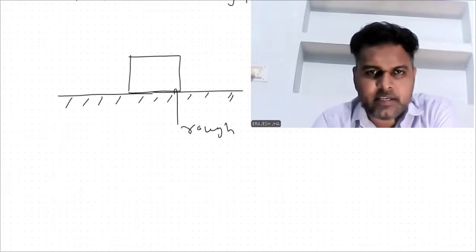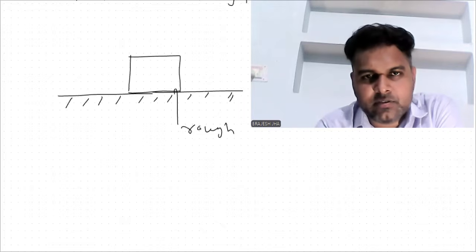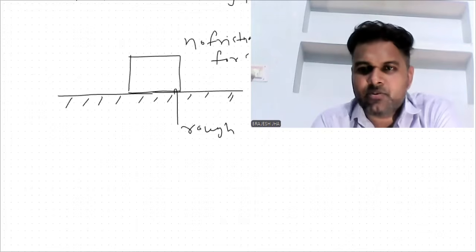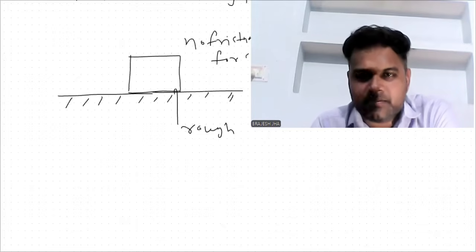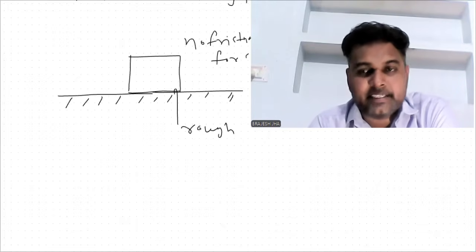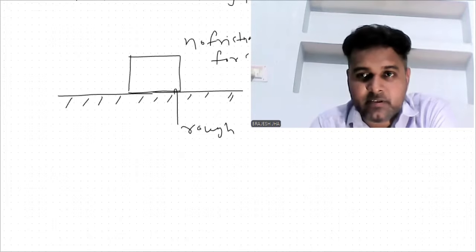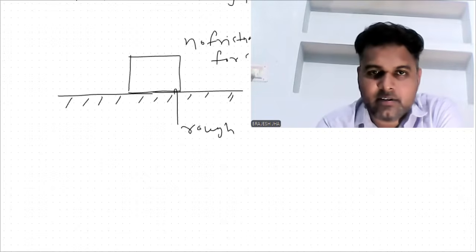Tell me one thing, is there any friction force? No friction force. Tell me why? Because no tendency of motion, no relative motion. Both surfaces are at rest with respect to each other. In this case, what happened to the surface? Surface will not move with respect to each other. Not having tendency of motion means no friction exists.